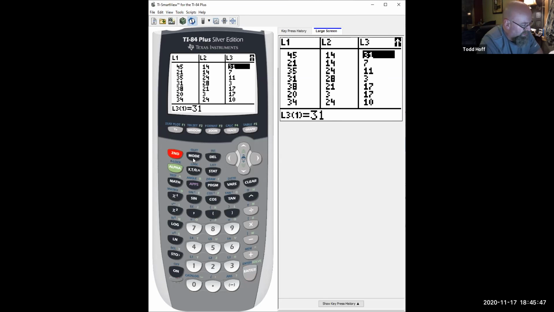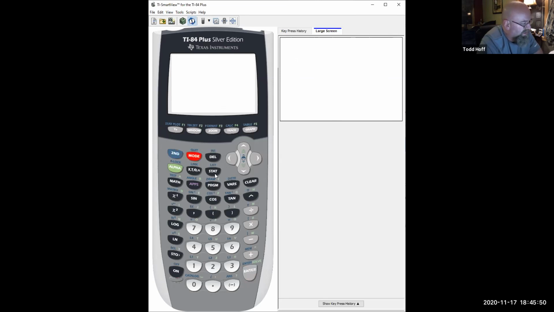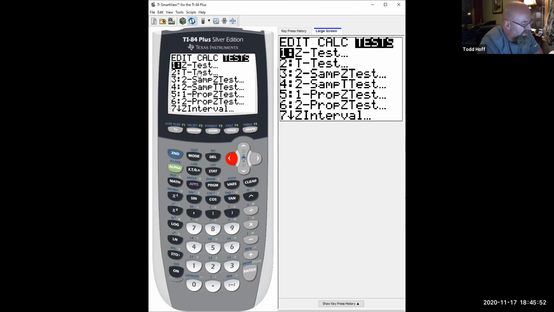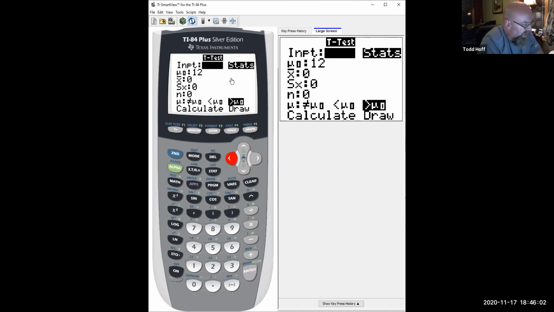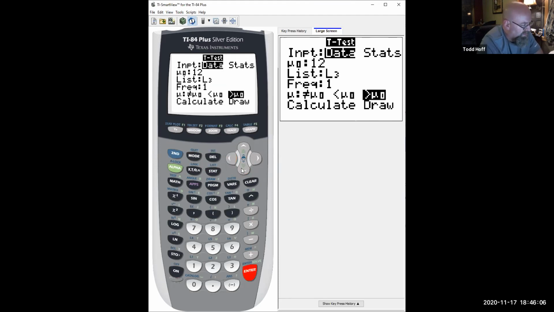So we're going to do second, quit to get out of the lists. We'll go to stat, tests. And now this is just a simple t-test. We only have one data set. We're not doing 2 samples. We are using the data though. Our data is in the list, so we select the data option.